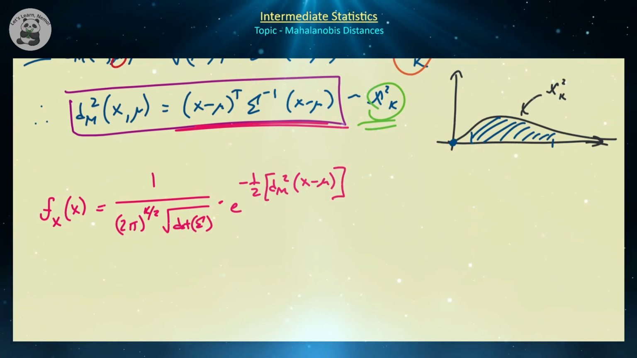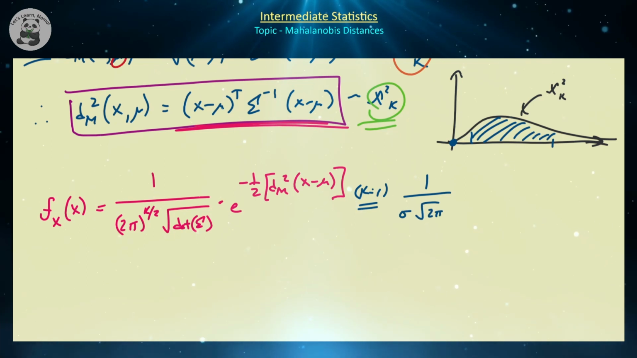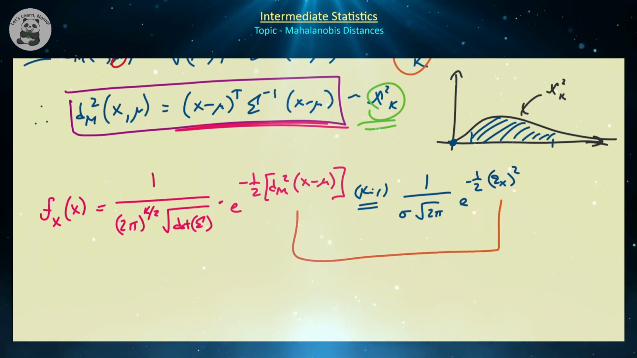And if you compare this to the k is equal to 1 case, which is 1 divided by sigma, the square root of 2 pi, e to the minus 1/2 zx squared, we can clearly see from this that Mahalanobis distance and z-scores are actually the same exact thing. So Mahalanobis distance can be viewed as a multivariate z-score for a particular vector, which is actually quite interesting. Right?